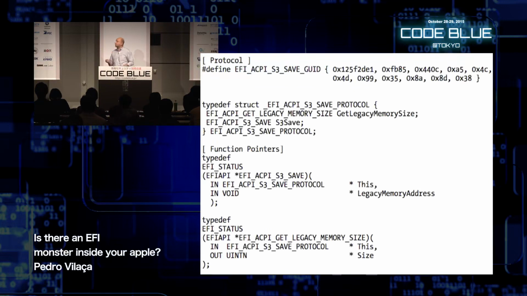Very quick example, I'm running out of time. This is the protocol. It has a GUID. It says the EFI ACPI S3 Save is this GUID. So you always know that if you call this GUID, you are calling this protocol. Then you have the definition of the protocol with 2 functions, the S3 Save and the get legacy memory sizes. These are the 2 functions that this protocol implements. And then you have the prototypes of each function. You find this GUID, and you can use this service.